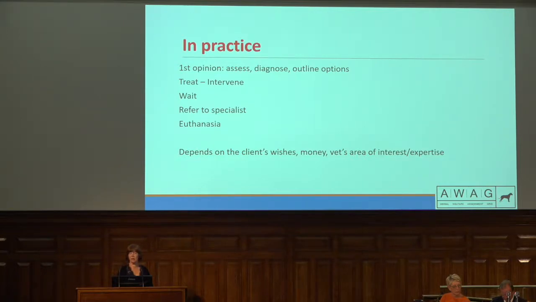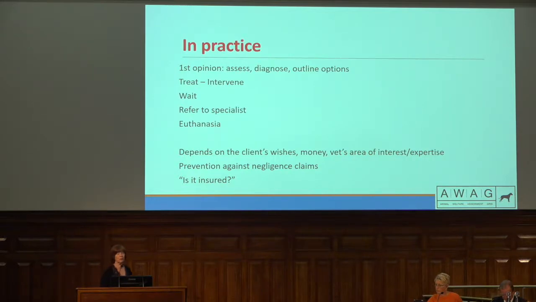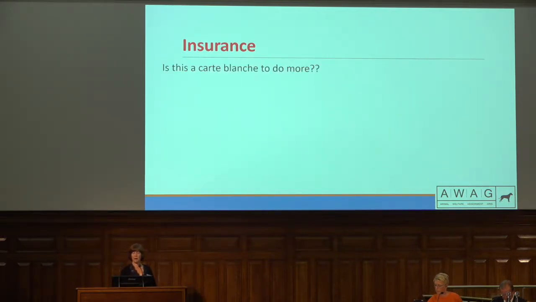And that's how the decisions tend to be made, rather than looking just at the animal's welfare and what's best for the animal. And also, sometimes those decisions will be made to prevent negligence claims. Well, I think we should put it to sleep, but actually I'm going to refer it on because I'm not quite sure and the owner's going to be a bit difficult, and perhaps I need to refer this up to some specialist. And so you're preventing a claim of negligence against you, and we're trying to be a bit careful. And this question, of course, will come up. Is it insured? So is this a carte blanche to do more when the answer is yes?